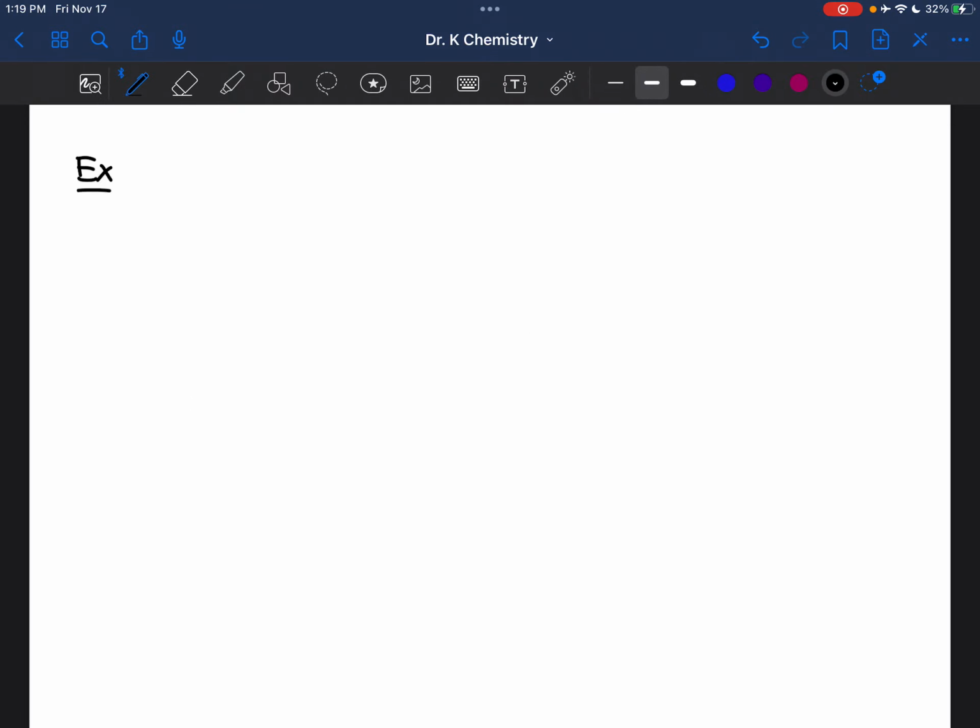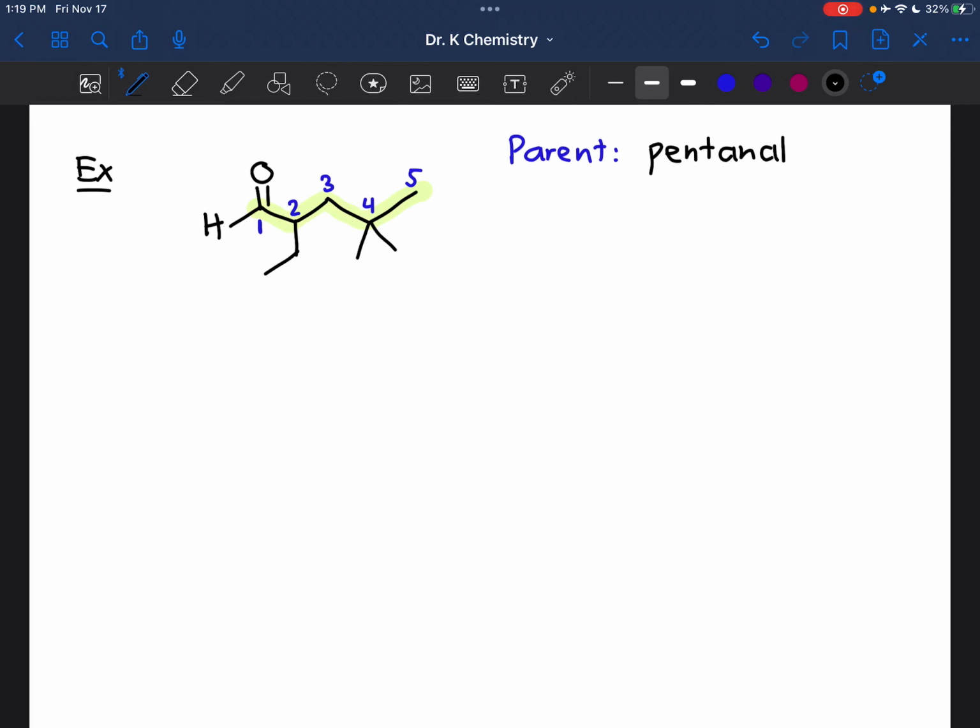Let's try another one. Okay, as usual, longest continuous carbon chain. I'm going to start numbering at that carbonyl carbon and then continue toward the end. There are 5 carbons here, which means the parent name will be pentanal. And then I'll list the substituents. On carbon 4, we have 2 methyl groups, which means this will be 4,4-dimethyl. On carbon 2, we have a substituent that has 2 carbons, which means this is ethyl, and I will call it 2-ethyl since it appears on carbon 2.